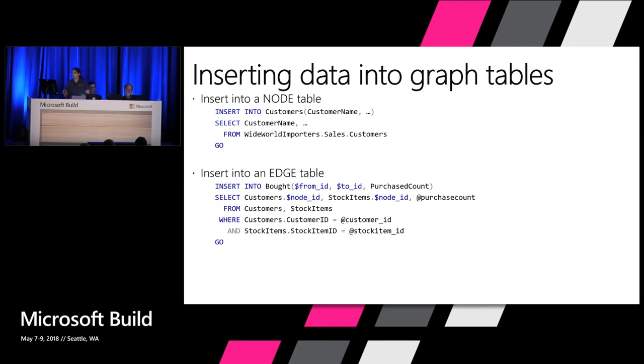So in this example, we are trying to connect customer to stock item using bought edge. So the bought edge specifies that customer bought a stock item. So we start from customer and we go to stock item. So our from ID becomes customer's node ID, and our to ID becomes stock item's node ID. And then in this example, I just got the node ID values from other tables in the database where the customer ID on my customer table matched this variable, and the stock item ID on the stock item table matched this another variable.